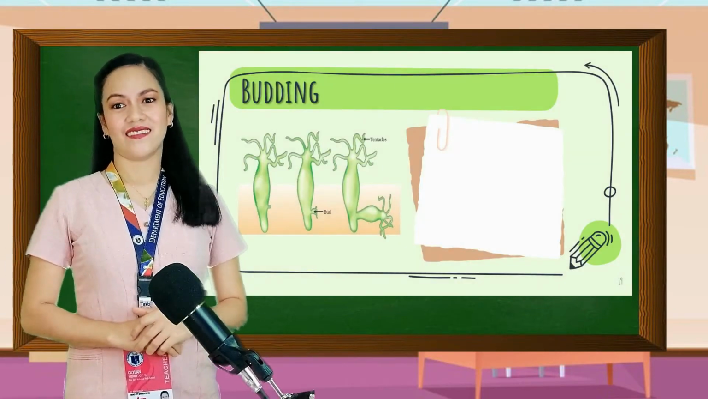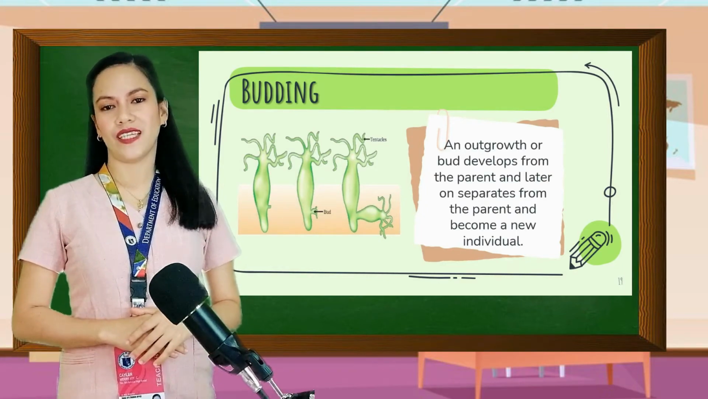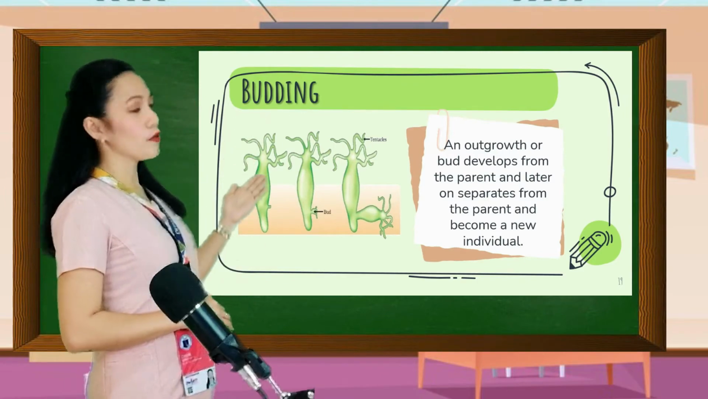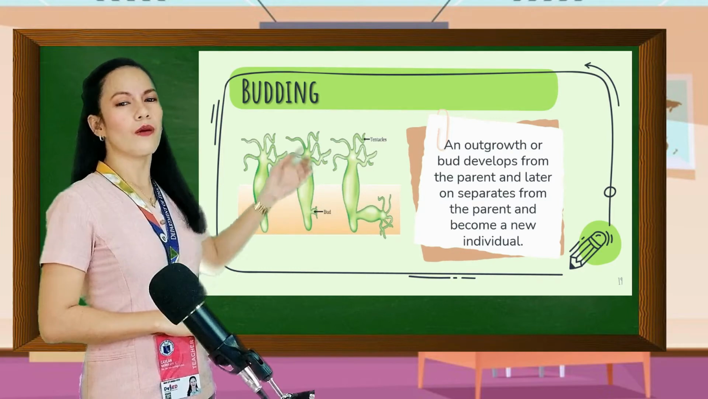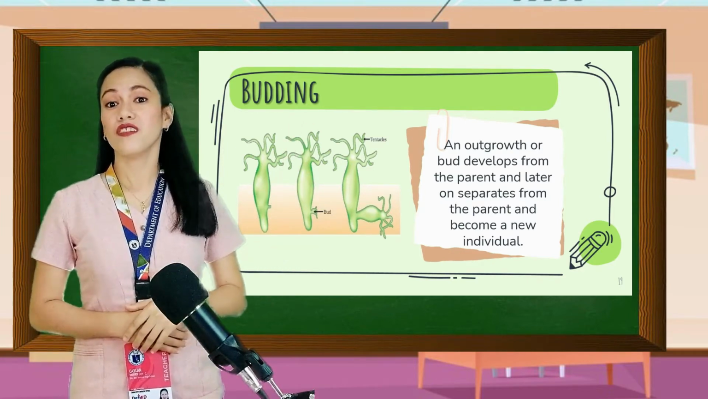Next is budding. Another asexual reproduction that is mostly observed in bees, hydra, and sponges. An outgrowth or bud develops from one parent and later on separates and becomes a new individual.